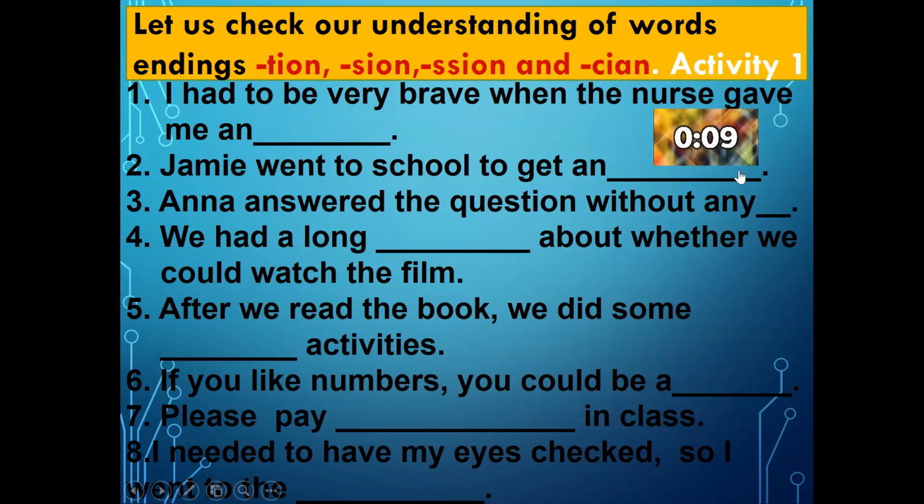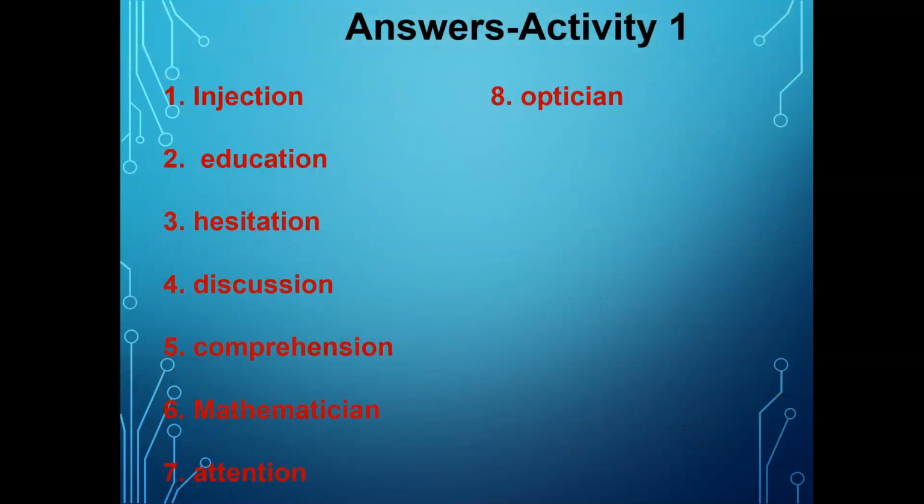So, are you done? Well done. We will do self assessment for this. I will reveal the answers for you, so just do the self assessment and check how well you have understood. These are the answers: injection, education, hesitation, discussion, comprehension, mathematician, attention, optician. How many got all eight correct? Well done. Very good. Good job.